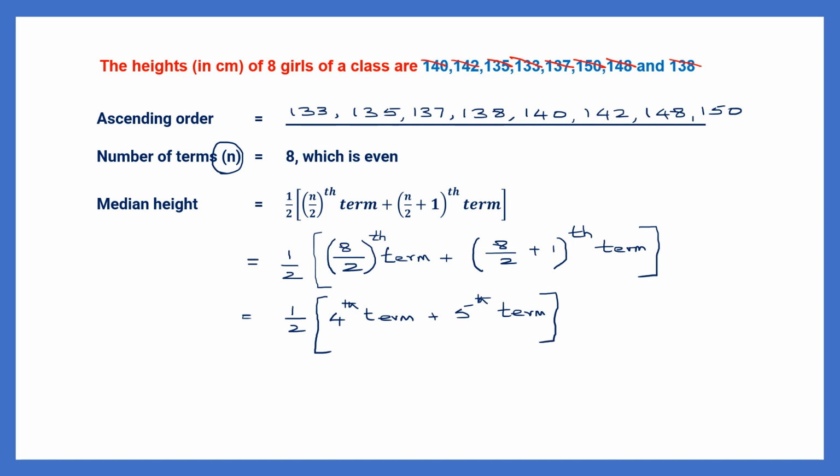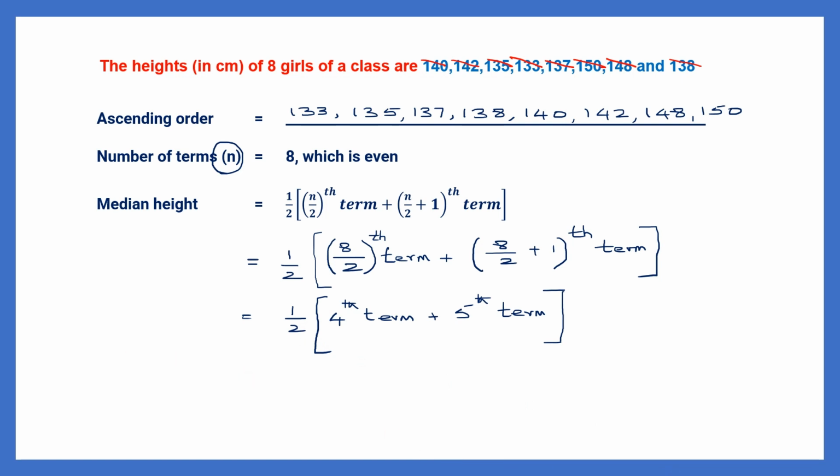So usually remember, when you get the fourth term here, this will be 4 plus 1, 5. If you get the fifth term, 5 plus 1, 6. So it's usually the consecutive numbers. It's always the consecutive numbers. So fourth term plus fifth term, and that we multiply by 1 by 2.